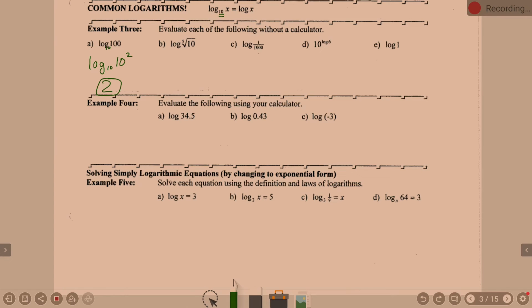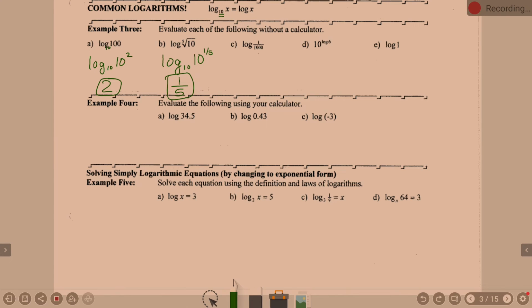Okay, B. Log of the 5th root of 10. How can I rewrite that in a helpful way? The 5th root of 10 is 10 to the 1/5. So this is log of 10 to the 1/5. What's the invisible base? 10. So what do we know about log base 10 of 10 to the 1/5? This log is equal to 1/5.